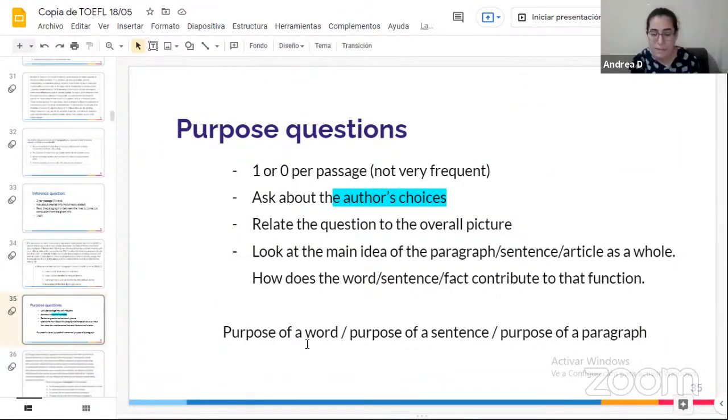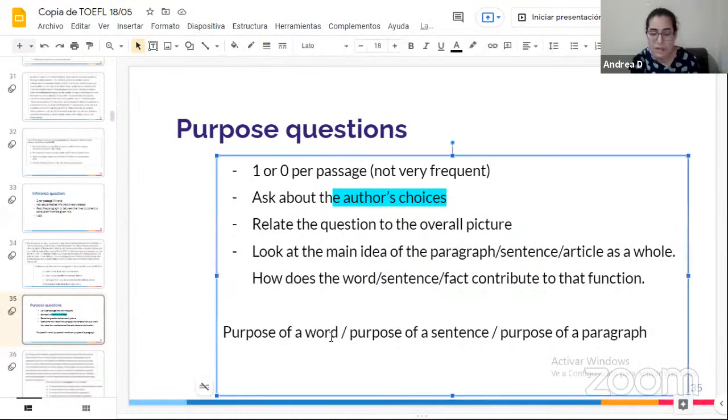Okay, so you have three options here. They could be either asking for the purpose of a word, like why does the author include the word advocate? They could be asking for the purpose of a sentence or a phrase. So why does the author talk about this? Or if you're not so lucky, they're going to be asking about the purpose of a paragraph. Like, what is the main function of paragraph 3 in the passage?